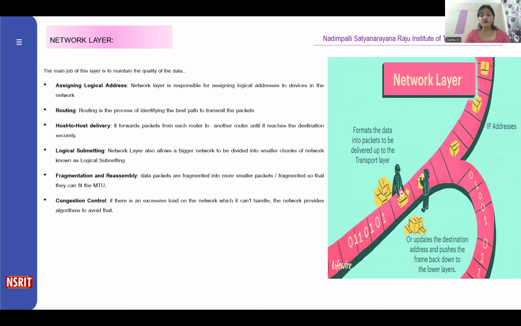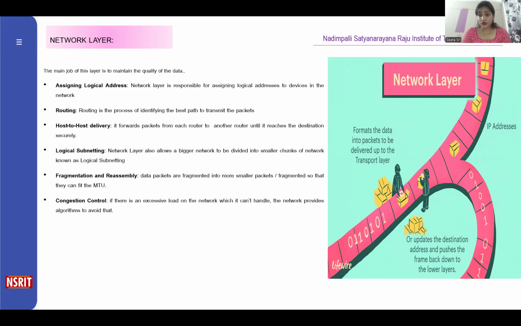The main job of this layer is to maintain the quality of the data. It is also responsible for assigning logical addresses. Logical addresses are nothing but IP addresses that are given to the data or to the network. Network layer is responsible for assigning logical addresses to any device in the network. Every device has a specific IP address. By using this IP address, the message is transferred from one host to another host in a network.